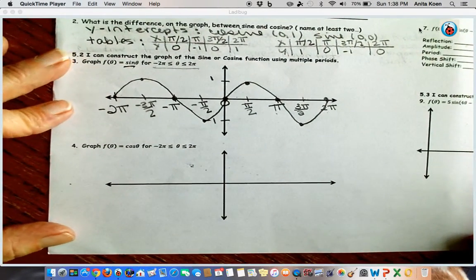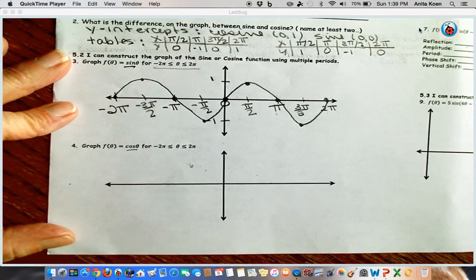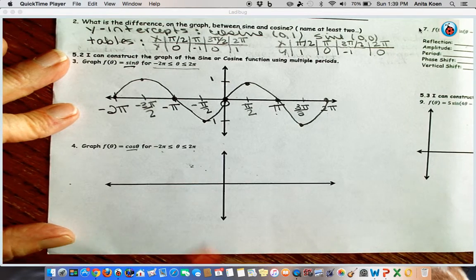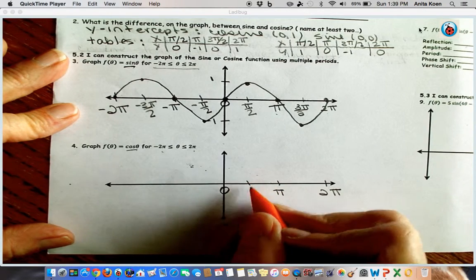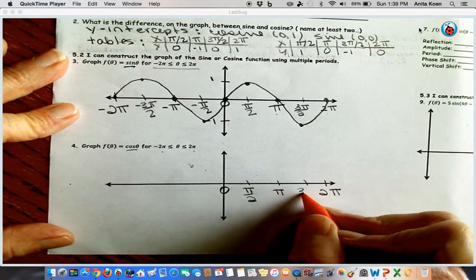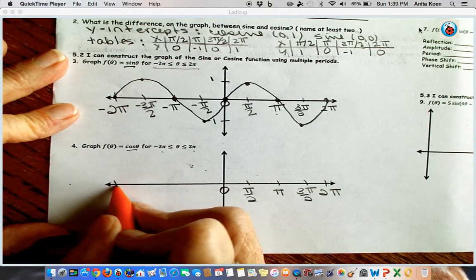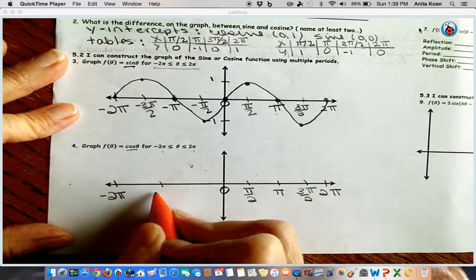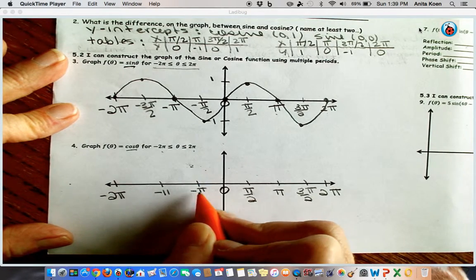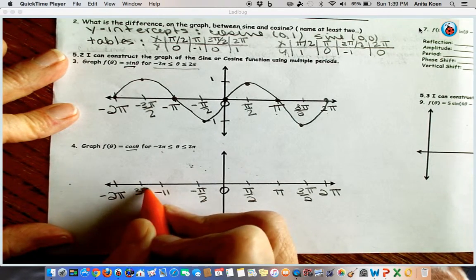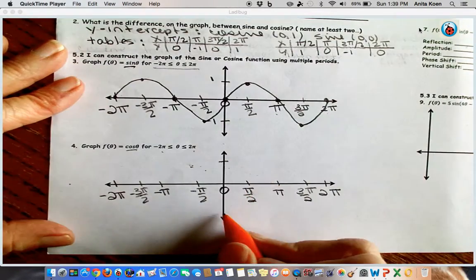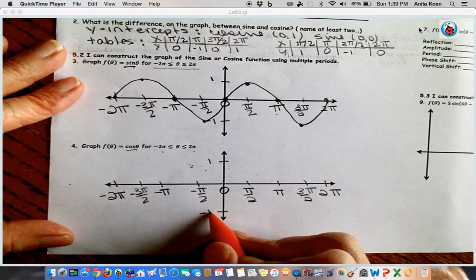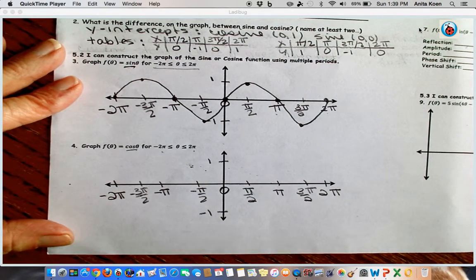Sliding this up, I'm now going to graph the cosine function. And they want me to do that from negative 2 pi to 2 pi also. So the period for the cosine function is also 2 pi, so I'm going to divide this up exactly the same way I did for the sine function. I'm going to go from 0 to negative 2 pi as well. Okay, so my amplitude for the cosine function is also 1, which means the range is from negative 1 to 1.